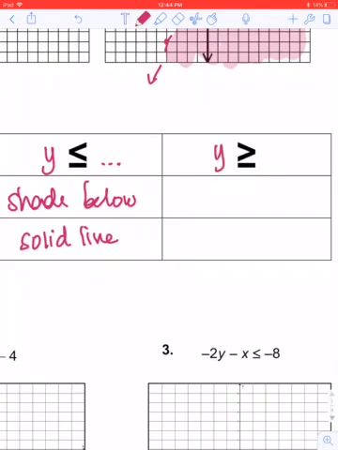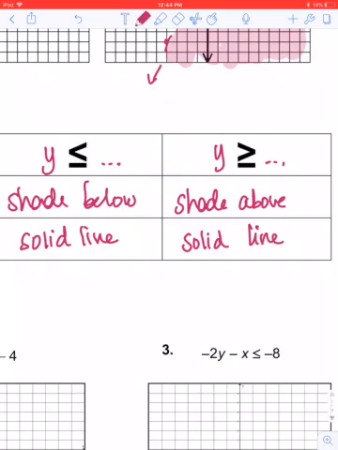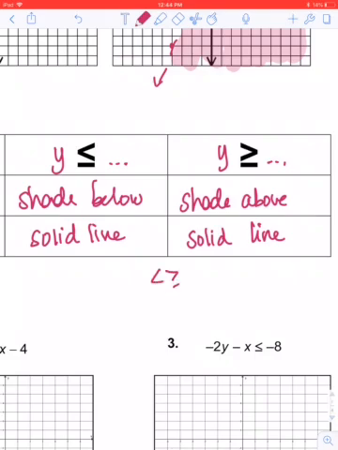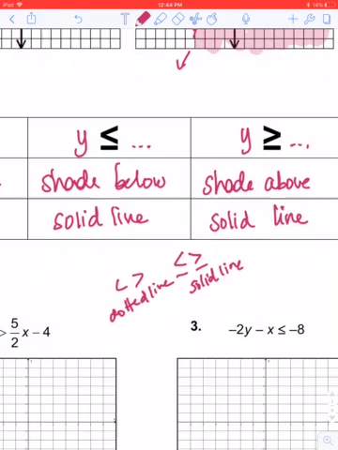And same with this one. When y is greater than or equal to, you do need to shade above, but again, you need to use a solid line when you connect your points. Okay? So, if it's equal to, solid line. If it's not equal to, dotted line. Or dashed line, however you want to say it.